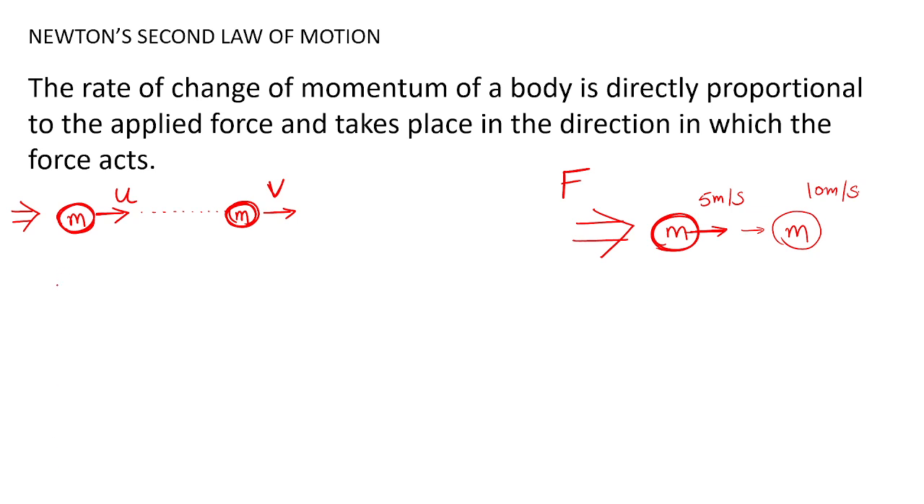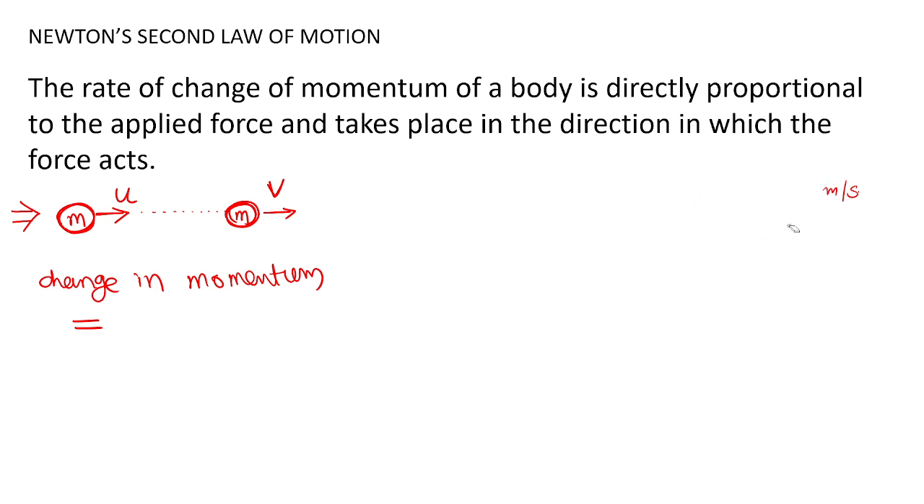So what is the change in momentum? Can you tell me the change in momentum? Change in momentum is equal to final momentum minus initial momentum. Trisha, are you clear? Is that correct? Yes. Final momentum is mass into velocity, m into v, minus initial momentum, m into u. This is the change in momentum.